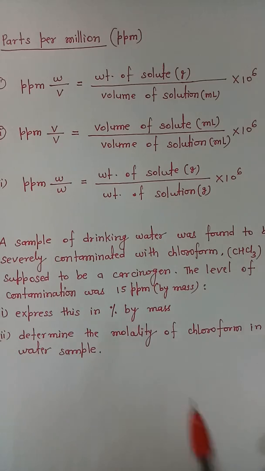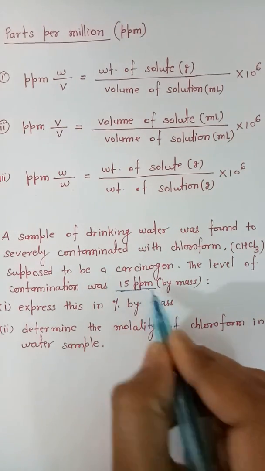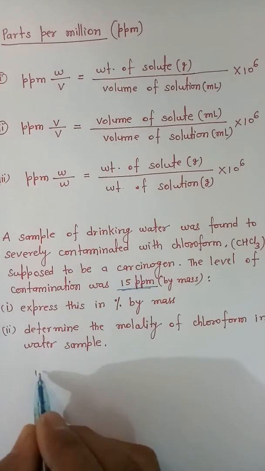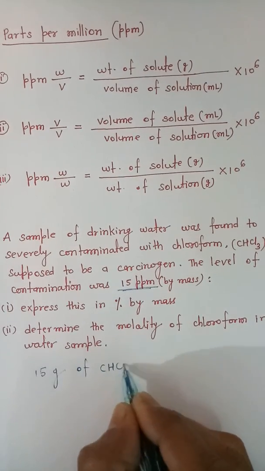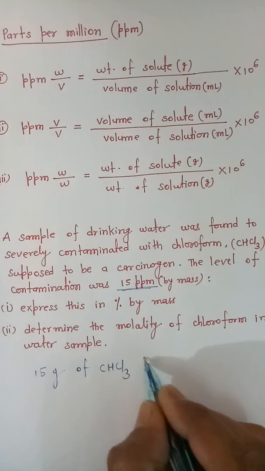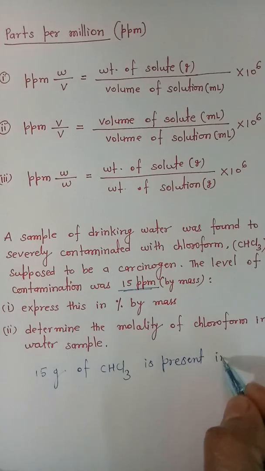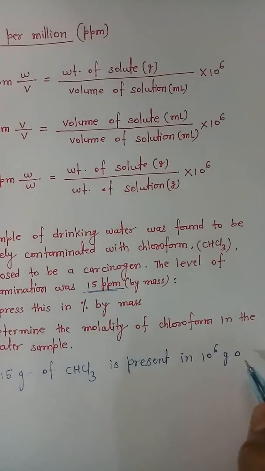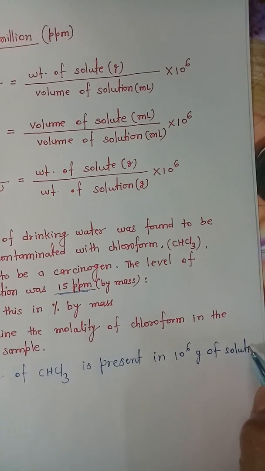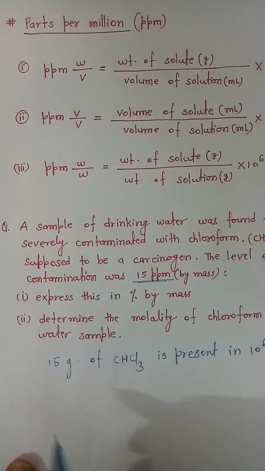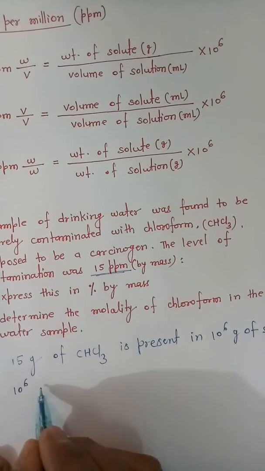So in this question, 15 parts per million means 15 gram of chloroform, that is CHCl3, is present in 10 to the power 6 gram of solution. 15 gram of chloroform is present in 10 to the power 6 gram of solution.